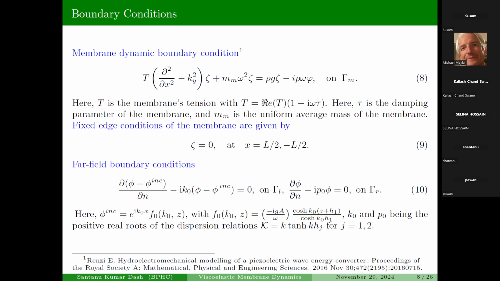And for this present analysis, we have considered the edge to be fixed. That implies that the edge conditions are taken to be 0 at the corner of the membrane on the boundary gamma m. And the far-field boundary conditions are given by equation number 10, where K0 and P0 are associated with the positive real root of the dispersion relations for the corresponding water depth.